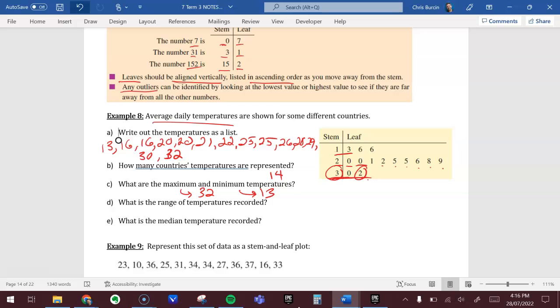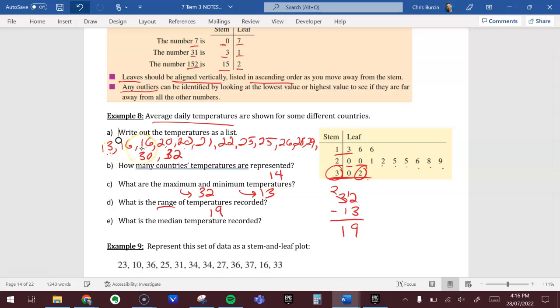What is the range of temperatures? And remember, range is the highest minus the lowest. So the range, that difference between the highest and lowest, is 19. And what is the median temperature? Well, it's a good thing that we have our list here, because we can go to the middle. How many did we say there were? 14? We can go and count along.